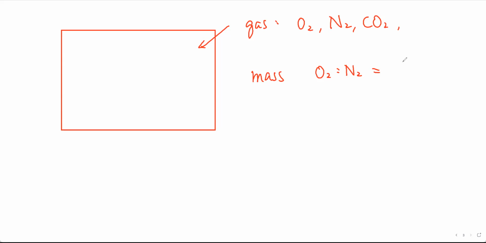So actually the ratio is 8 to 7. Oh, in maths. Why? 16 times 2, and nitrogen is 14. You don't need to know about it, okay, all right. So I want you to find the speed ratio, the ratio of the speed of the oxygen to nitrogen.